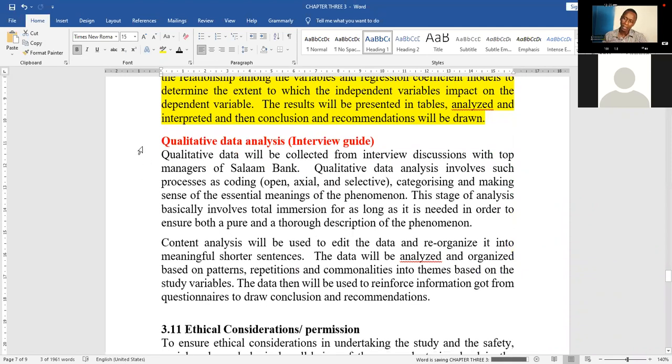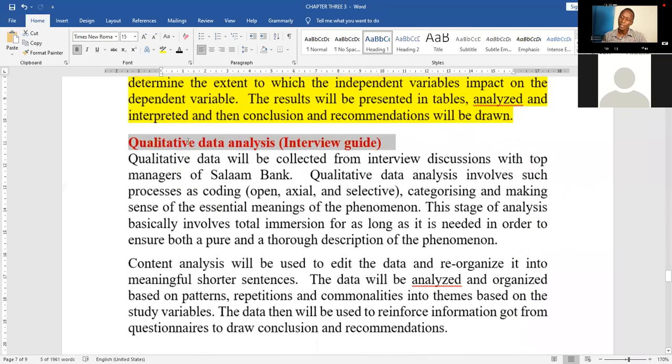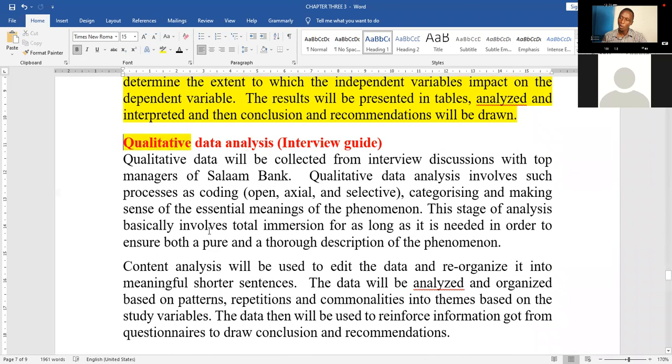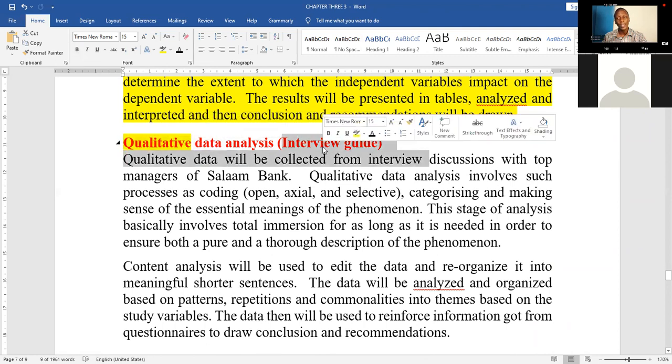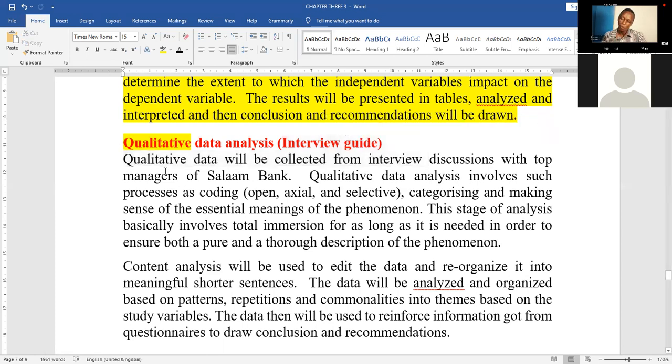Then after that, we also have what we call qualitative data analysis. Now, what is qualitative? The word qualitative comes from the word quality. I remember telling you that qualitative data is coming from the interview guide. If you use only a questionnaire, then you're going to use quantitative data analysis. But if you use both questionnaire and interview guide, you're going to have quantitative data analysis and also qualitative data analysis.